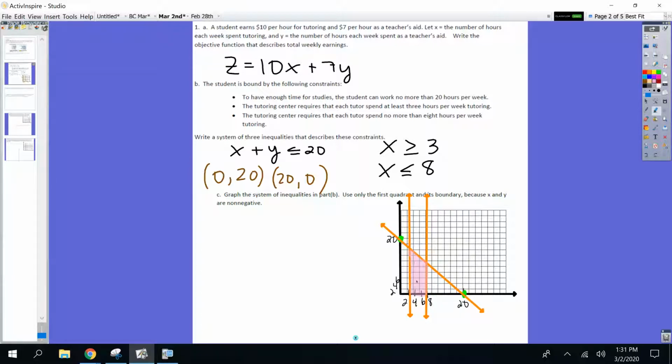All right, so let's see here. How many vertices do I have? Looks like I got 1, 2, 3, 4 vertices. All good so far? Okay, now what are those vertices? Let's go to part D.